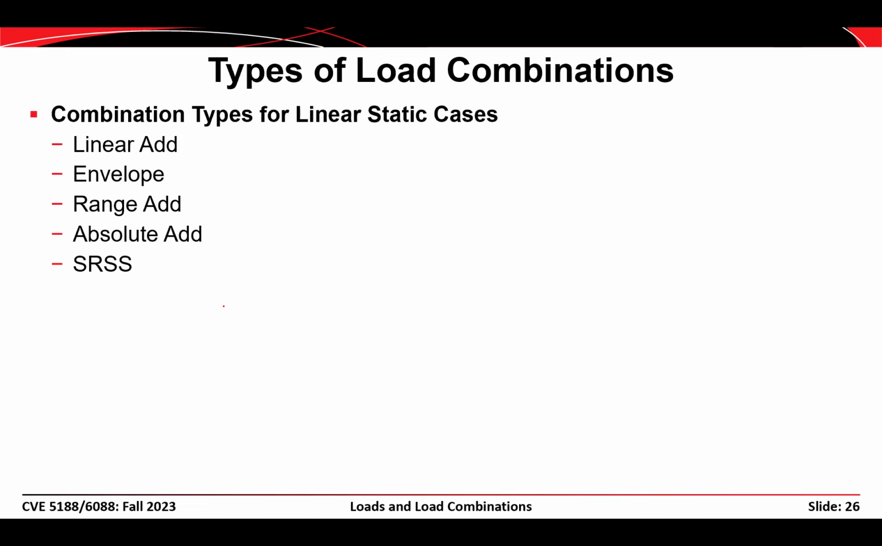But the other ones are useful as well. We have something called a range add, an absolute add, and an SRSS. And those can be quite useful depending on the situation. The range add is particularly useful with SAP 2000. SRSS stands for the square root of the sum of the squares, and there's a time and a place to use that. Let's go through them one at a time.